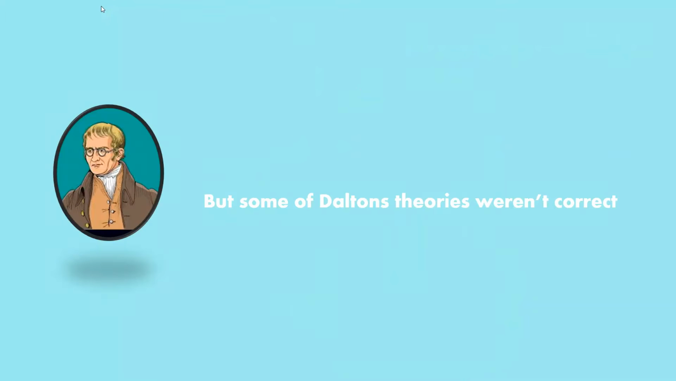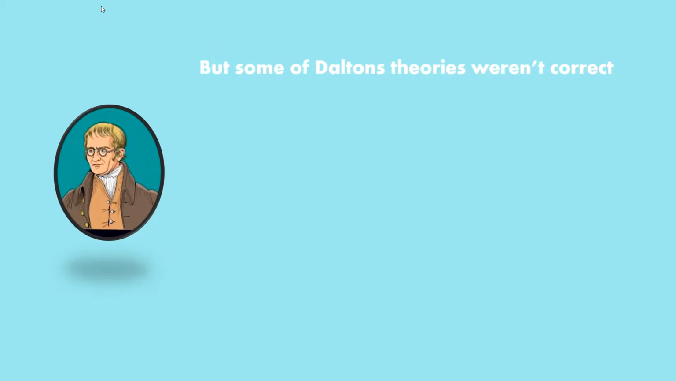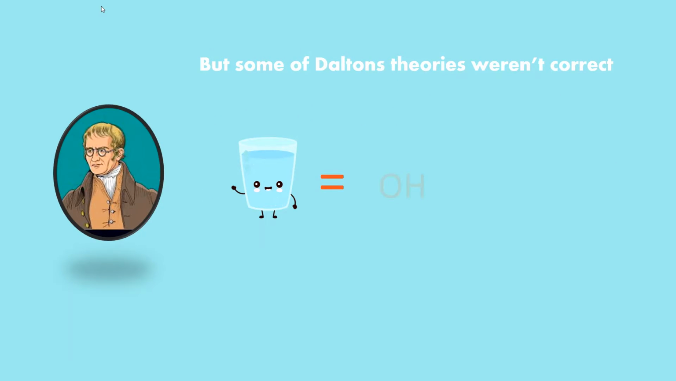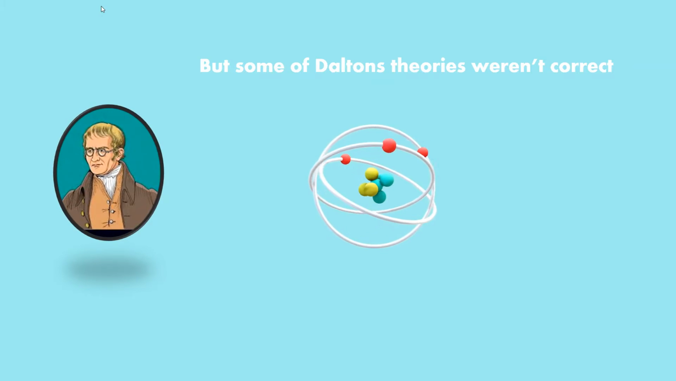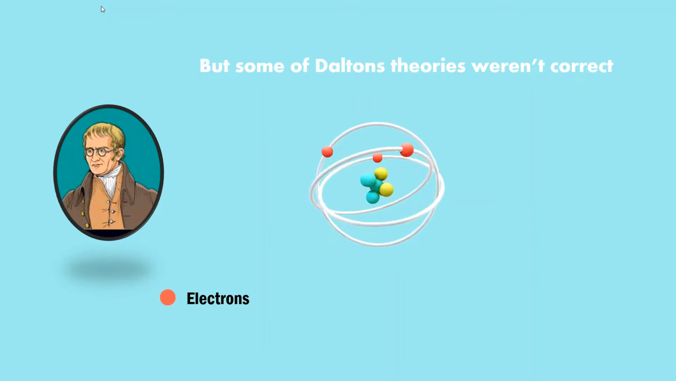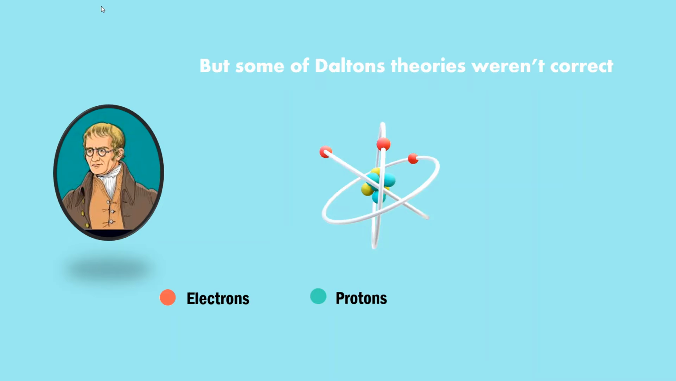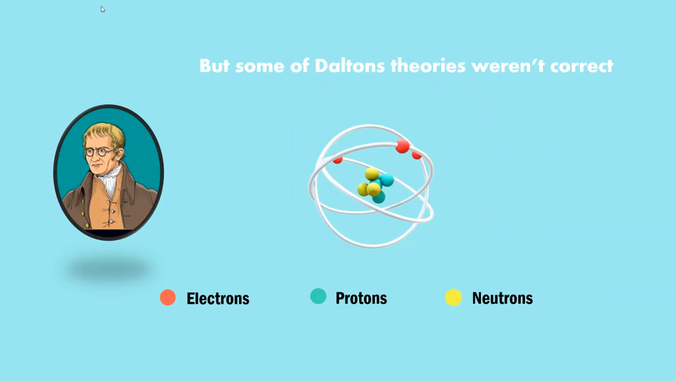But some of Dalton's theories weren't all correct. For example, he said that water was OH, which we know is incorrect. Water is actually H2O. And also, he said that the atom was the smallest object. However, he wasn't aware of electrons, protons, and neutrons.